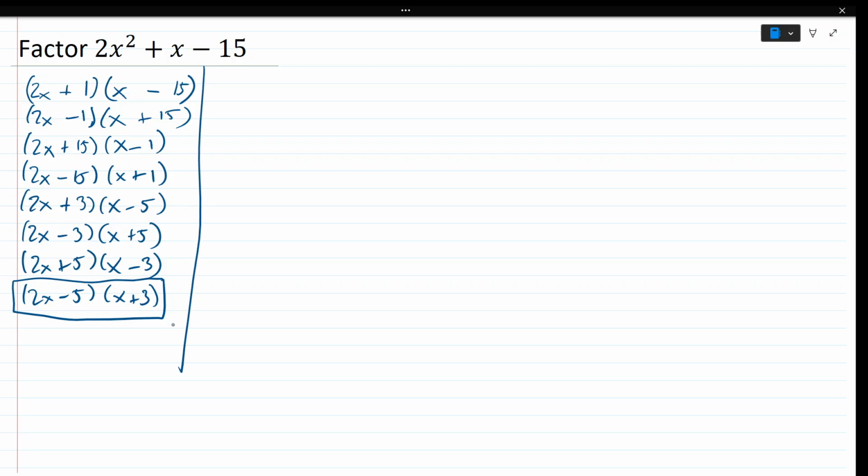Now, you could also use the AC method. For the AC method, you multiply the leading coefficient times the constant, so the 2 times negative 15, that'll be negative 30. And then you have to find two numbers whose product is negative 30 and whose sum will be the middle coefficient of 1. So that'll be 6 and negative 5, because their sum would be 1, and 6 times negative 5 would be negative 30.